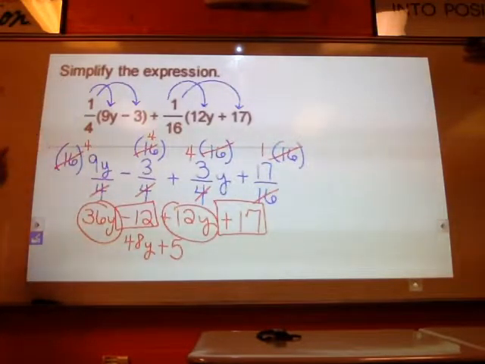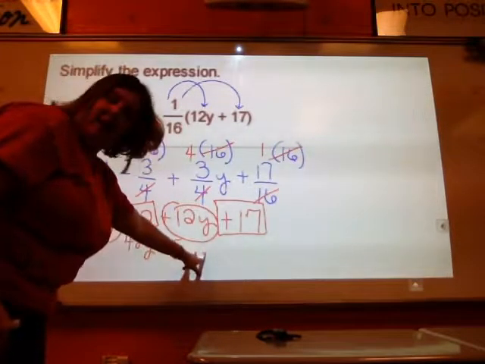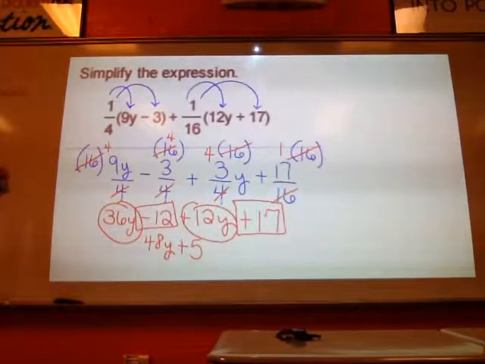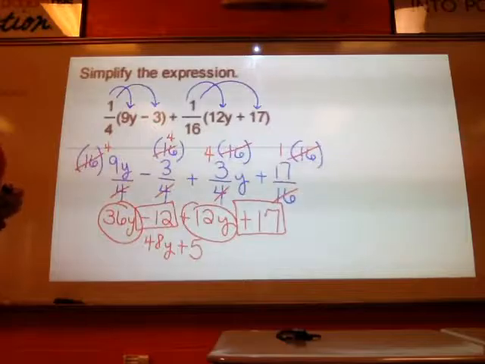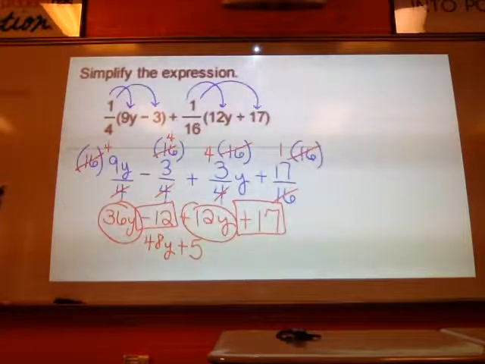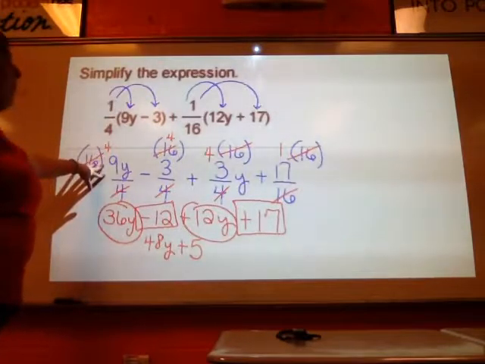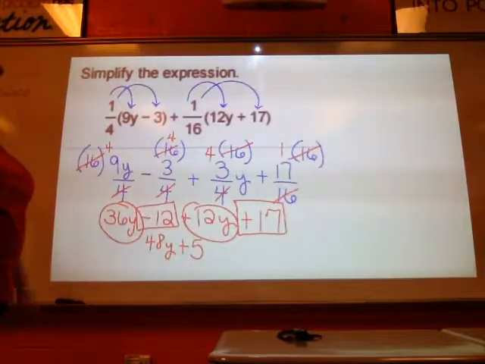And that's simplified. I can't get y equals a number because there's no equal sign here for me to be able to do that with. And so I'm simply just going to leave my answer as 48y plus 5. Probably I would say the biggest hang up for you guys is to get rid of your fractions. So, ta-da, there you go.